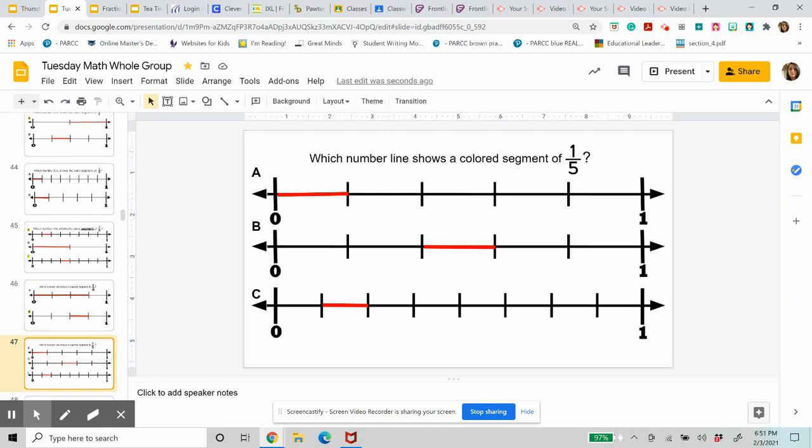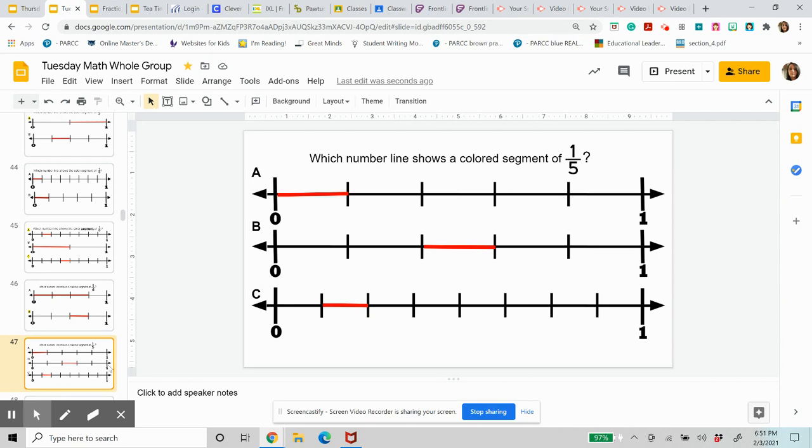Let's look at 47. All right. Which number line shows a colored segment of 1/5? Okay. And there could be more than one answer. So A, B, or C, and again, there could be more than one answer.